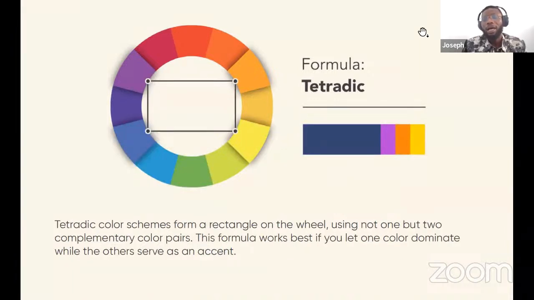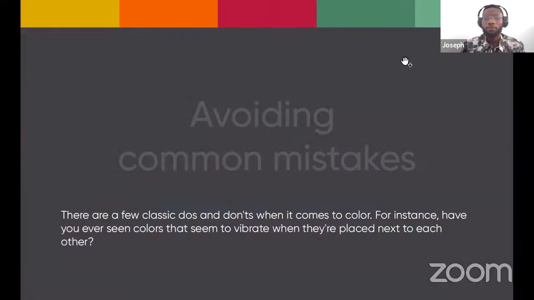Then tetradic, and this was quite interesting because it led us into the part where I said you could always use the 60-30-10 rule, where one color takes the large part of your design and the other color serves as an accent. Sometimes you don't necessarily need to use all of them. If you use 2 colors, it could be 3 colors, depending on the project.